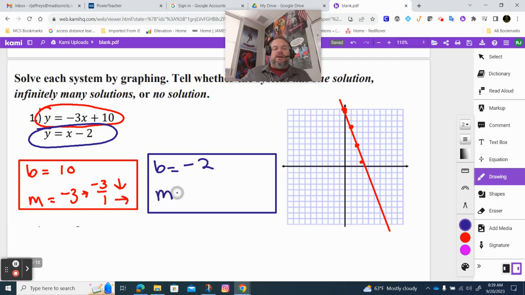All right. What is our M? What is the number beside X? It is not 0. It is 1. Very good. That's understood, 1, which means 1 over 1. This means up 1, to the right 1. Okay. Now I got that information.